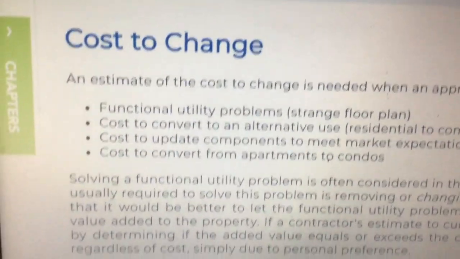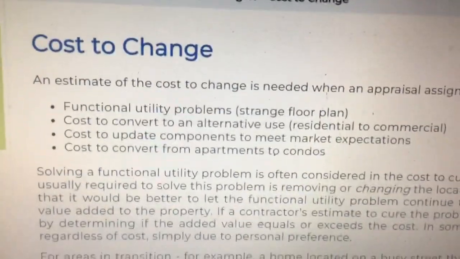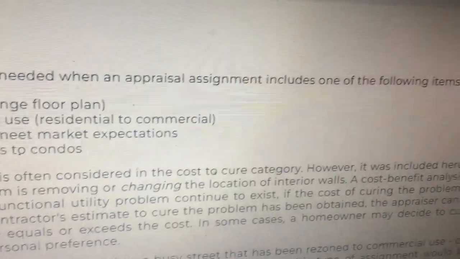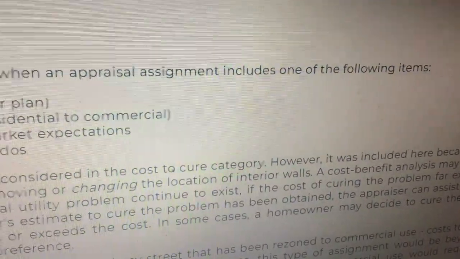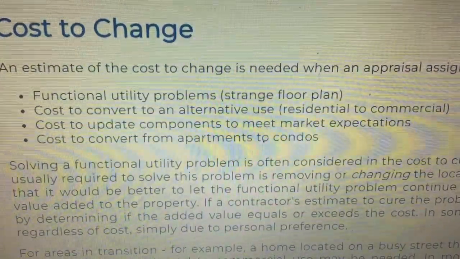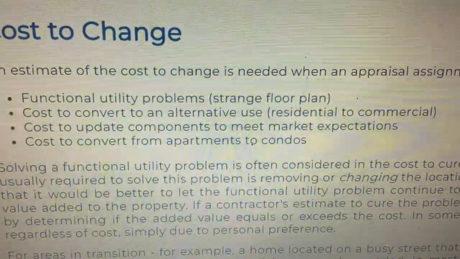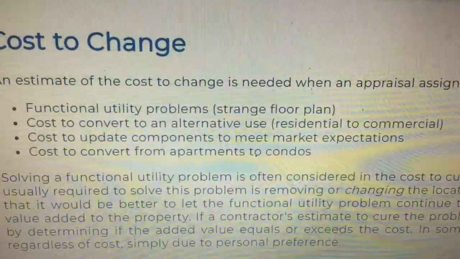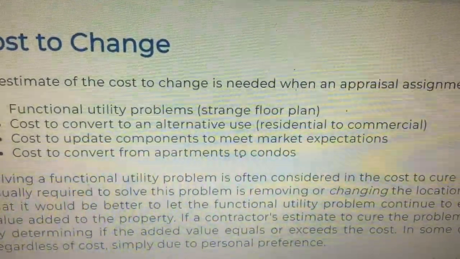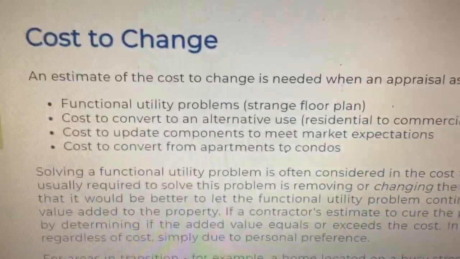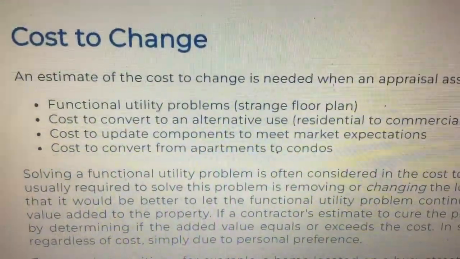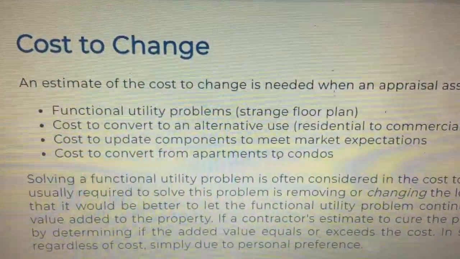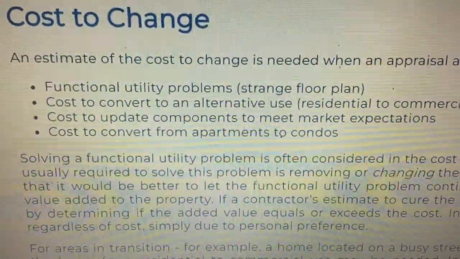Page 10. Cost to change. An estimate of the cost to change is needed when an appraisal assignment includes one of the following items: functional utility problems, such as a strange floor plan; cost to convert to an alternative use, such as residential to commercial; cost to update components to meet market expectations; cost to convert from apartments to condos.